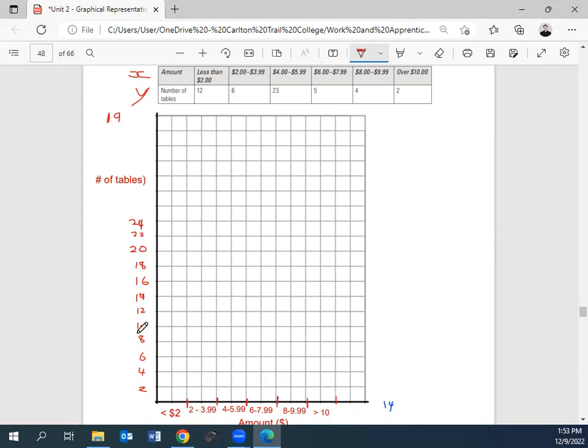Okay. So what's my next step, Austin? Once I've figured out my axes, my y-axis, my x-axis, and I got the scaling right, what's the next thing I do? Fill it in. Yeah, exactly.